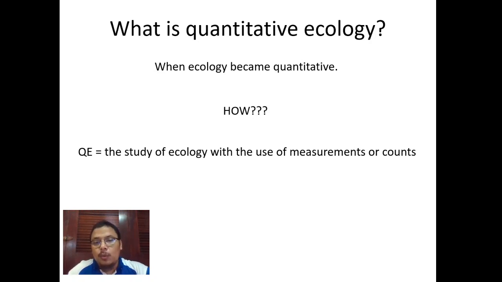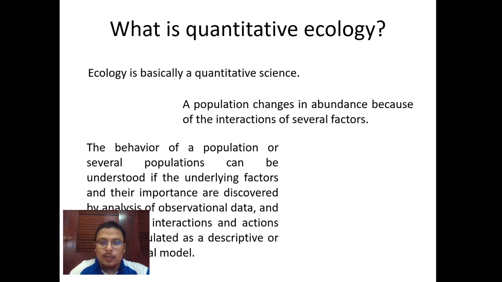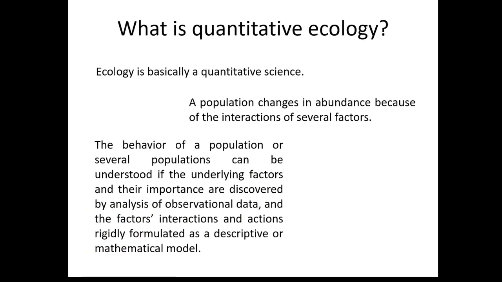But in general, what we call quantitative ecology is when we study modeling, how to make a model. More specifically, ecology is basically a quantitative science. The numbers of a population can change from time to time due to several factors. Therefore, to understand how this changing behavior works, we need to observe the data, analyze the interaction, and finally formulate a descriptive or mathematical model. This is what we call quantitative ecology.